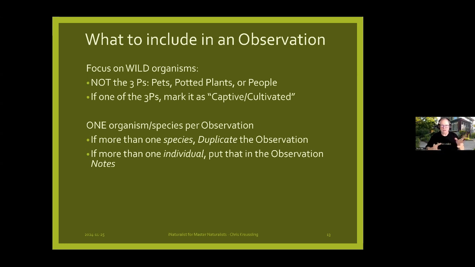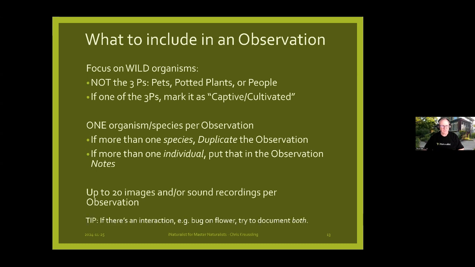Okay, iNaturalist has something called duplicate the observation, but you could also upload a photo multiple times. That's fine too. You can have, like we saw, more than one individual of the same species in an observation. That's fine. You can have up to 20 images. I may have one or two where I hit that limit, but it's typically never necessary to go that far to get something.